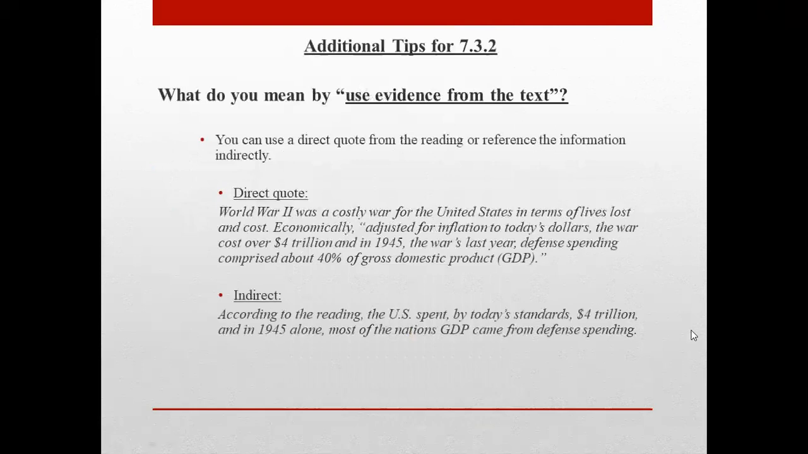So you can use a direct quote from the reading or reference the information indirectly. So here's what I mean by that. Let's say you use a direct quote. Oops, and I forgot, I did put a direct quote in there. So here's the argument. World War II was a costly war for the United States in terms of lives lost and cost.